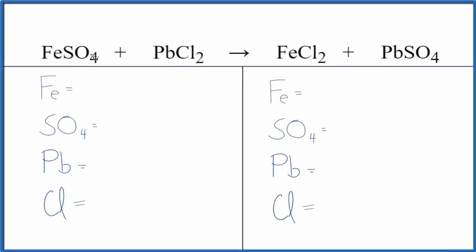Let's balance the equation for FeSO4 plus PbCl2. This is lead-2 sulfate, and we have lead-2 chloride here. We'll also look at the type of reaction and the states. Let's start off with the type of reaction.